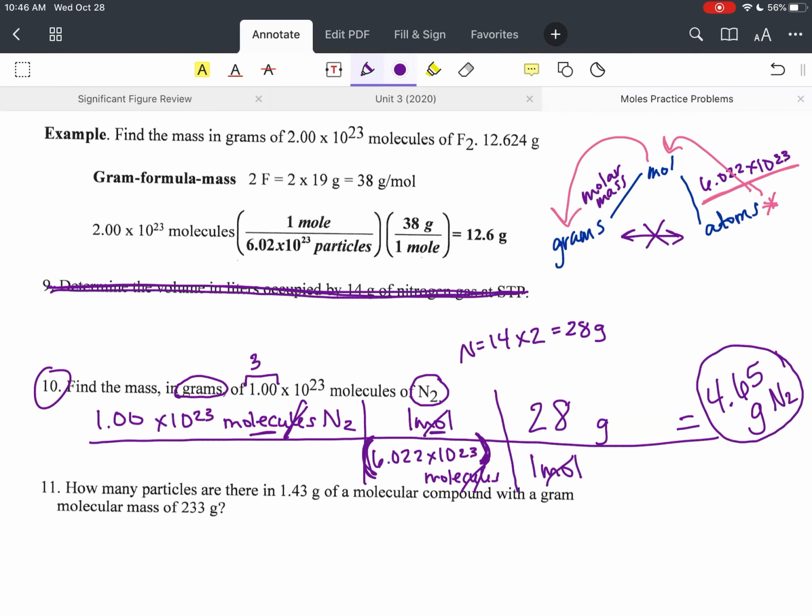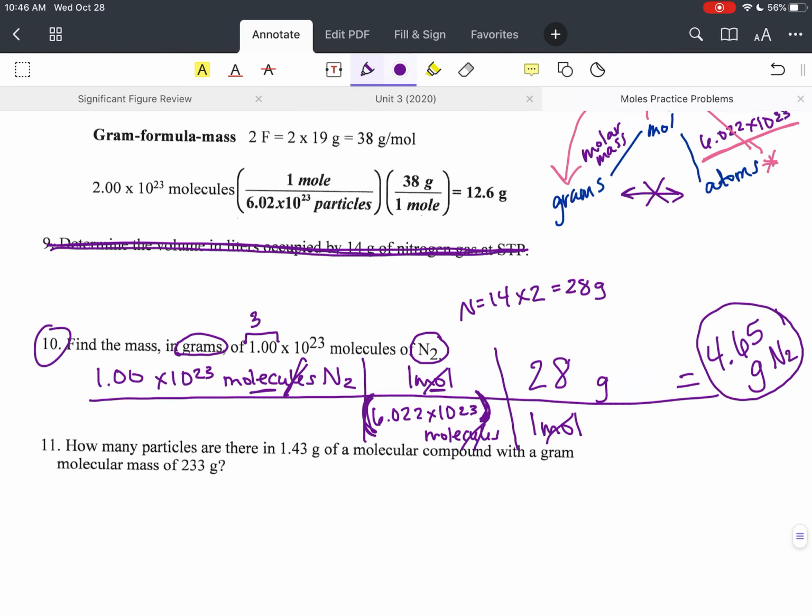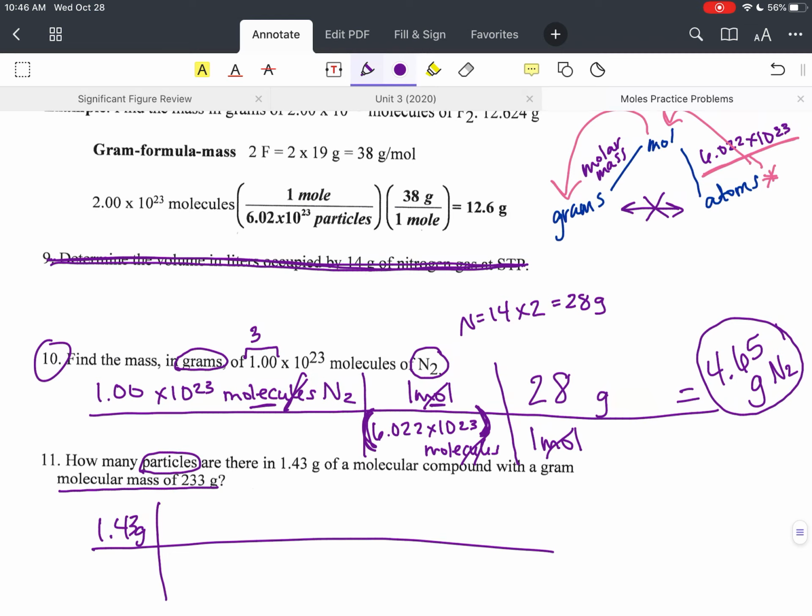Okay, and so now you should be able to do number 11. Okay, remember, so we're looking for particles, right? You always want to start with what you're given. So you're given 1.43 grams. Okay, and this one actually gives you your molar mass. It tells you your molar mass is 233.